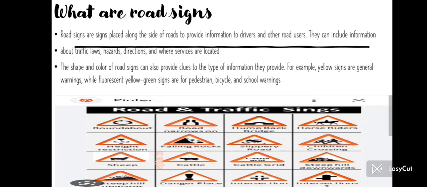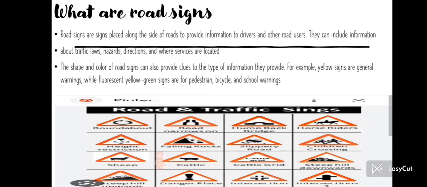What are road signs? Road signs are placed along the side of the road and provide information to drivers and other road users. They can include information about traffic laws, hazards, directions, and where services are located. Road signs tell us what will happen on a road and where we should go. The shape and color of the road signs can also provide clues to the type of information they provide. For example, yellow signs are general warnings, while fluorescent yellow-green signs are for pedestrian, bicycle, and school warnings.